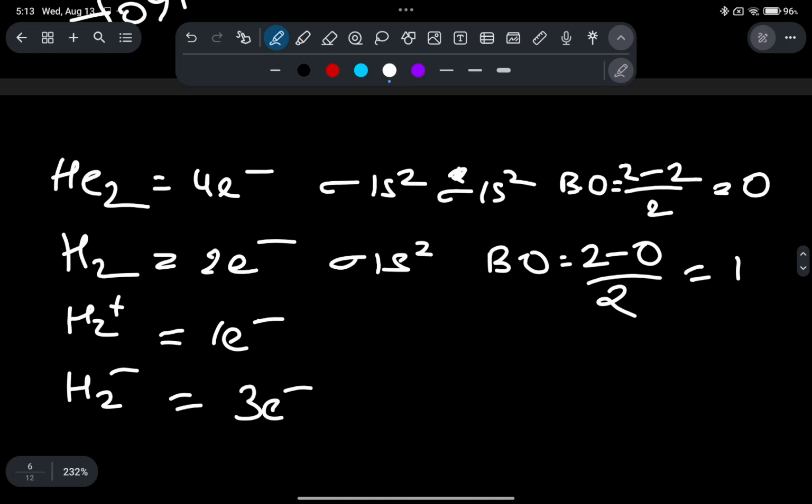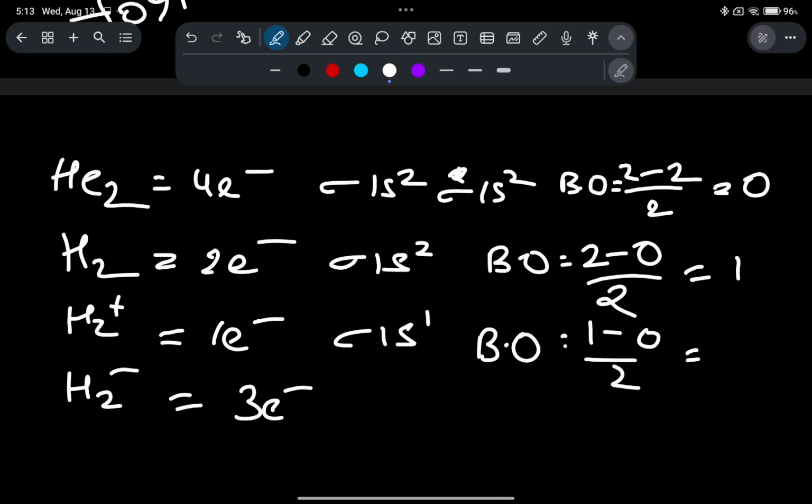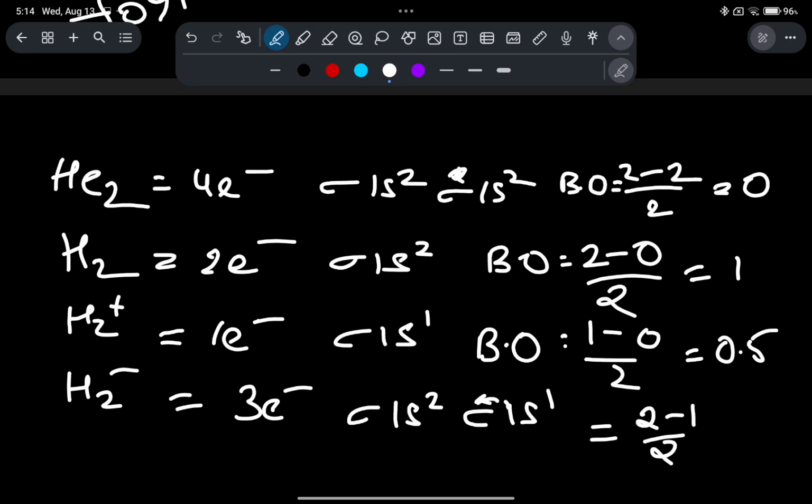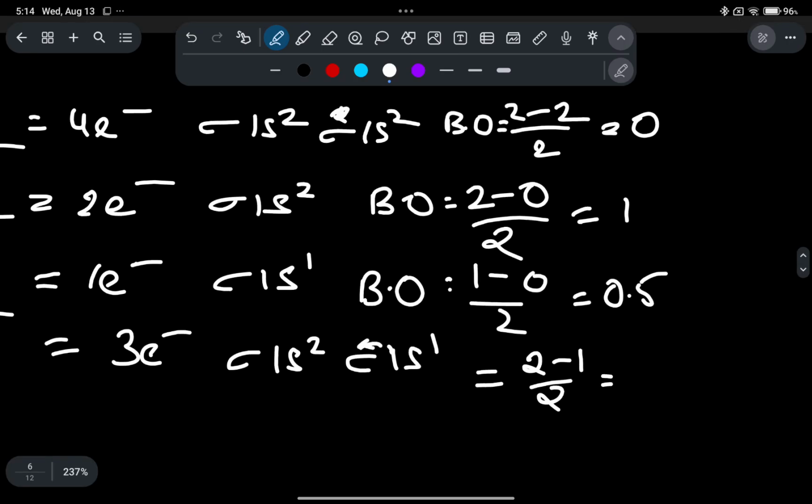H2 plus, which is 1 electron: sigma 1s1. Sigma 1s1 means bond order is equal to 1 minus 0 by 2. See, 1 by 2 means 0.5. Here H2 minus means sigma 1s2, sigma star 1s1, sorry, 3 electrons. 2 minus 1 by 2. So here also 1 by 2, same ditto 0.5 we get.